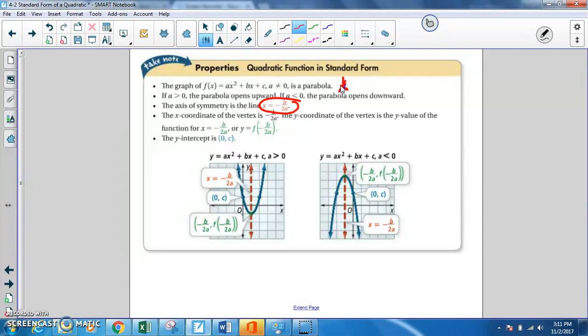Please remember that. Once we find the x coordinate of our vertex, which is also our axis of symmetry, we can plug that into our original equation and get our y value. C is also our y-intercept.